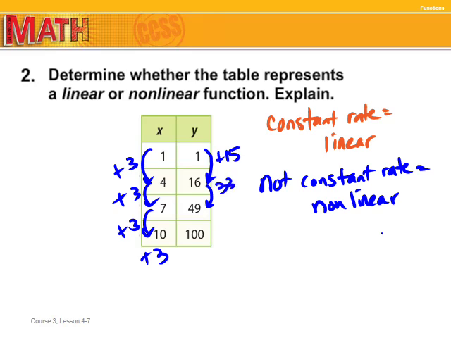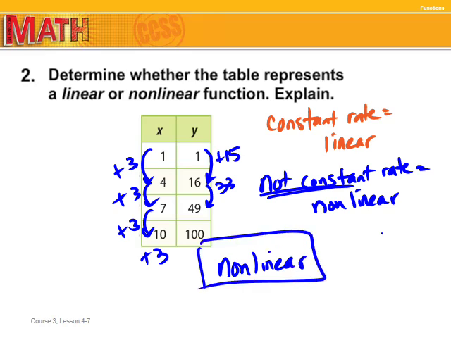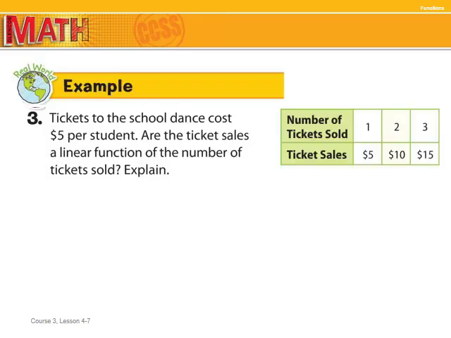Again, not constant, so this one is also nonlinear. And the reason is because it doesn't have a constant rate. Our next example is a real-world example.